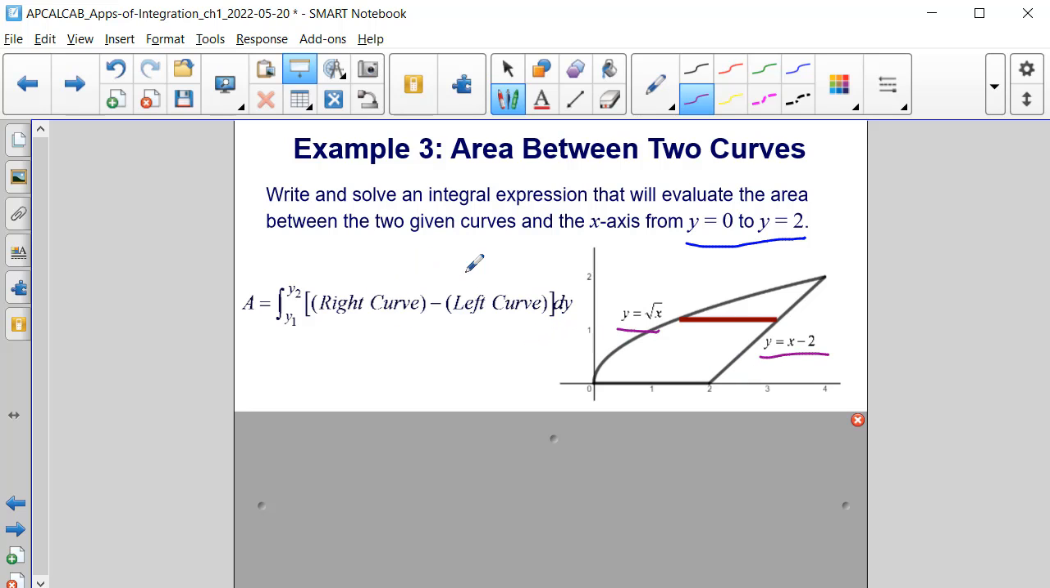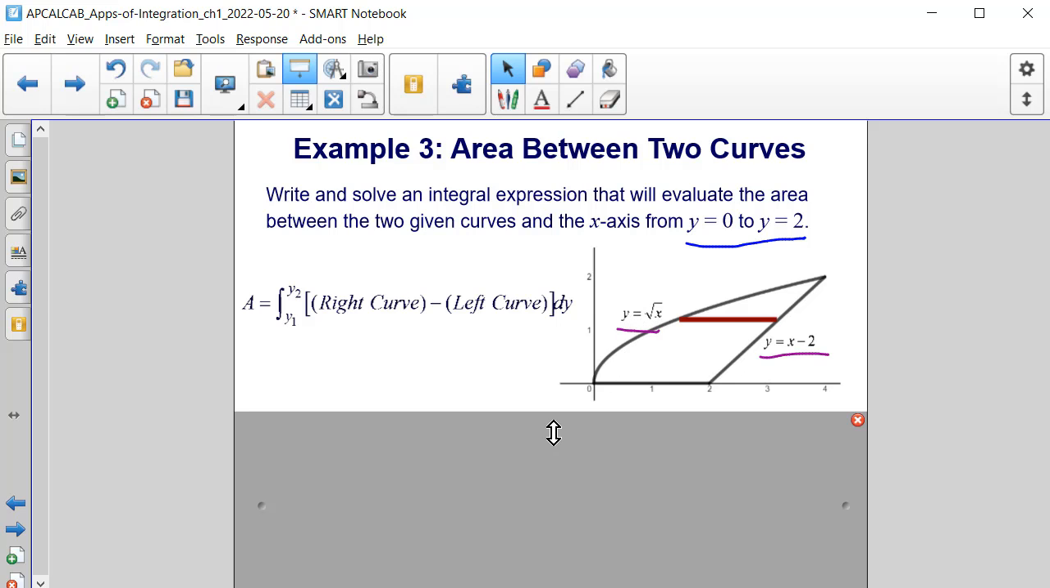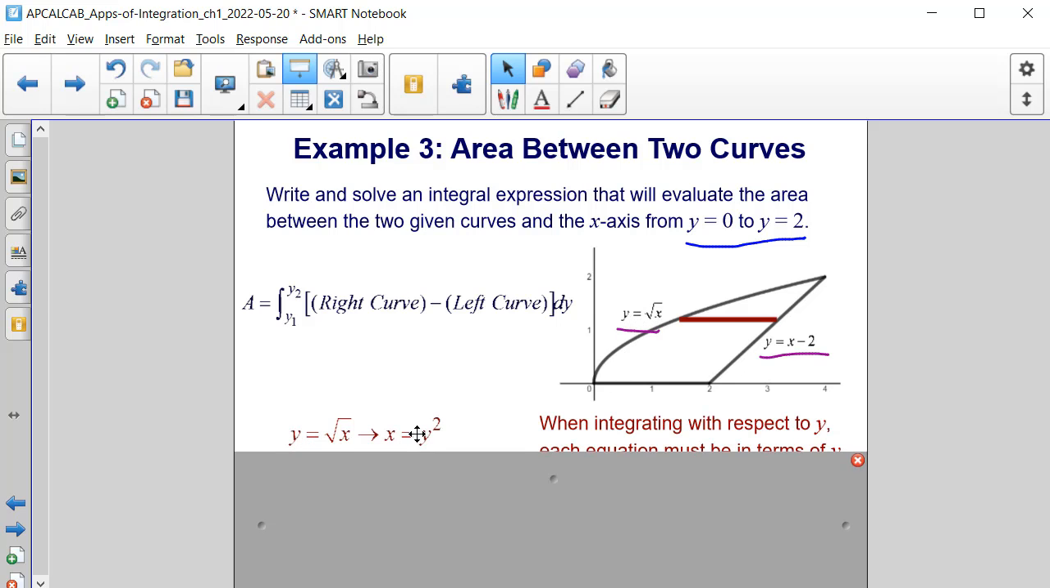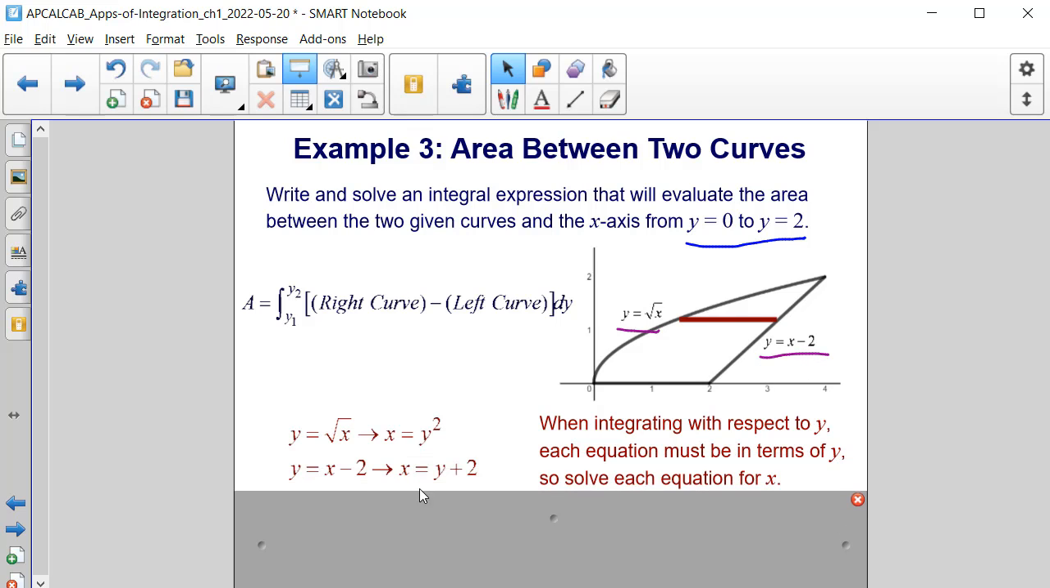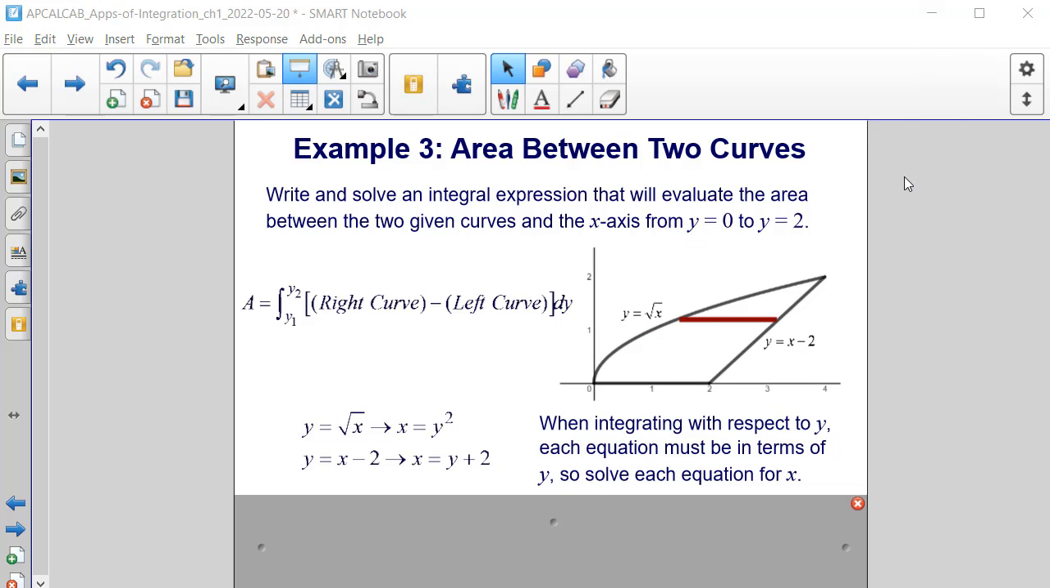So in order to put the integral in terms of y, we have to solve both of these for x. So let's start with y is equal to the square root of x. If we square both sides, we'll get that x is equal to y squared. And now we have y is equal to x minus 2, and we can add 2 to both sides to get that x is equal to y plus 2.